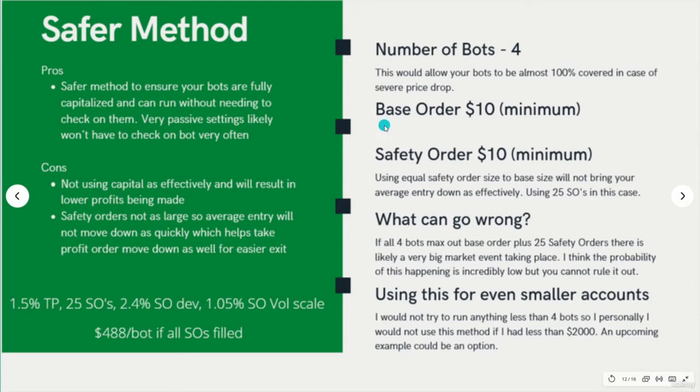When I set up a bot for, I think it was Link, the base order on FTX... let me back up a little bit. The base order on Binance US or Binance is $10, right? So this is the minimum that you can do to run a trading bot, and your safety orders all have to be at least $10 or more. I talk about how, if you have a lot of safety orders fill, it can run up a pretty decent sized tab, especially if you have a smaller account.